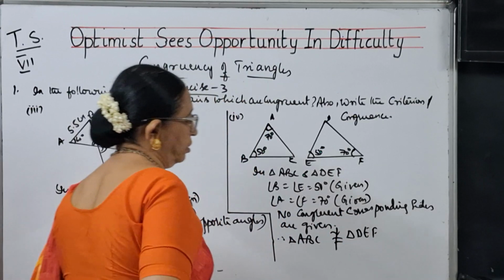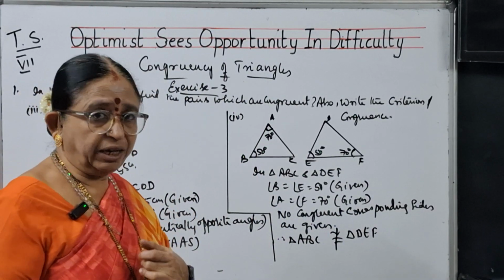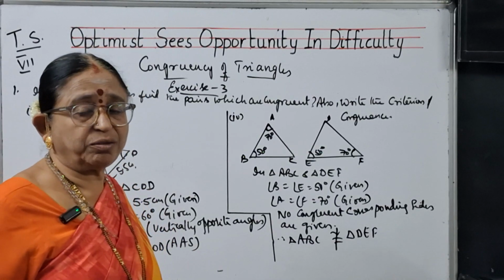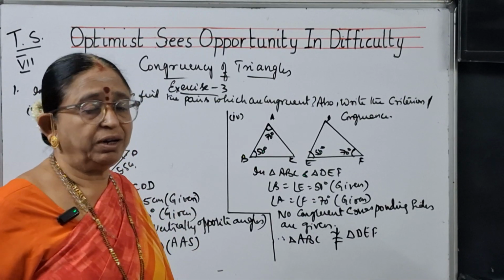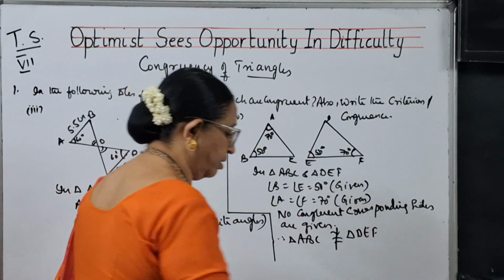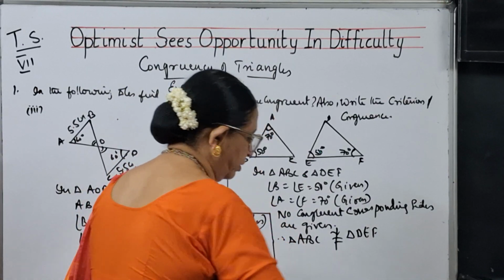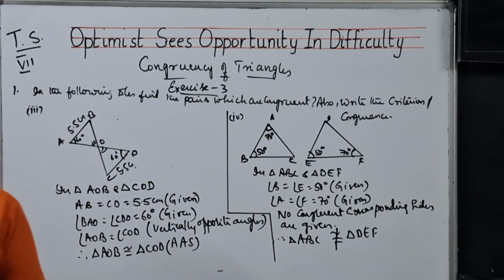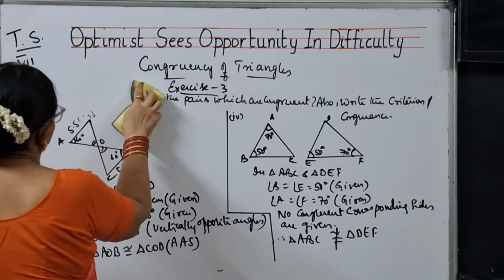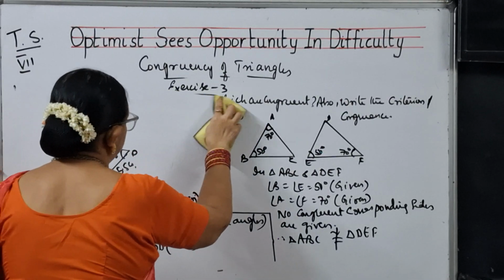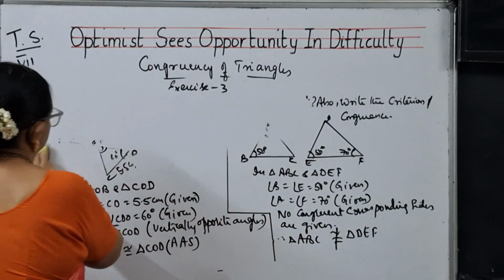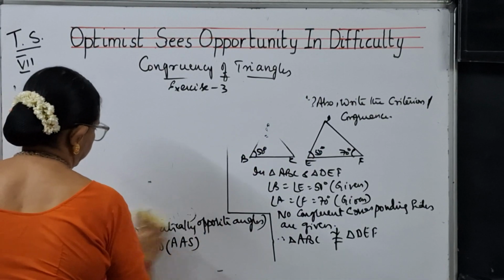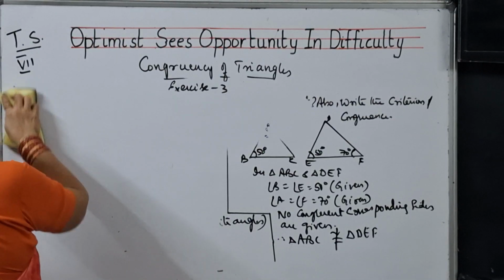We need either included angles or congruent corresponding sides, but they have not given. So we cannot consider these two triangles as congruent, children. Please note it down. This is first bit, first problem completed, children. Now we will see the next one. Second problem.